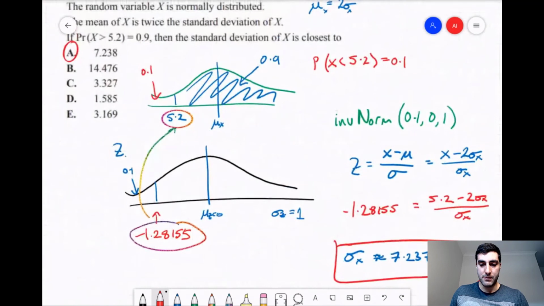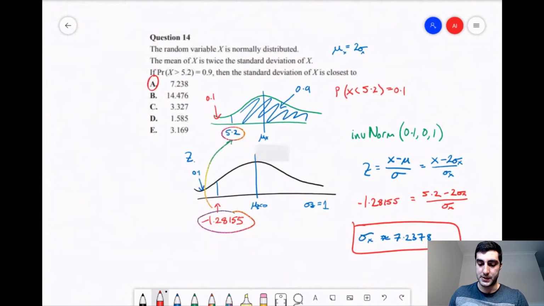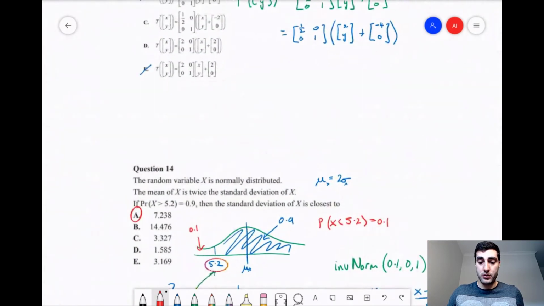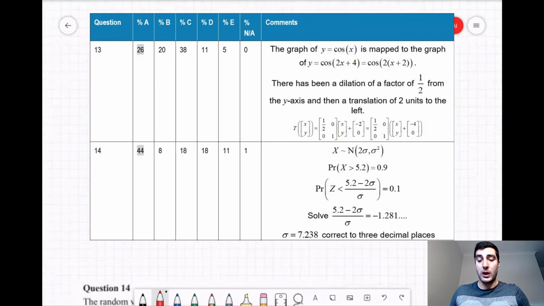Great, so this one's definitely pretty tricky. There's quite a lot of steps, and from what I've seen, a lot of students aren't always as confident using functions such as inverse normal. So let's have a look at the examiner's report for this one. So you can see question 13 here was answered quite poorly, with only 26% answering correctly.